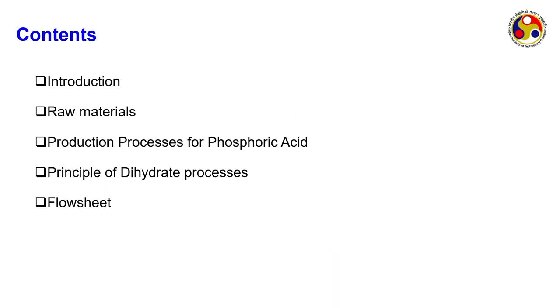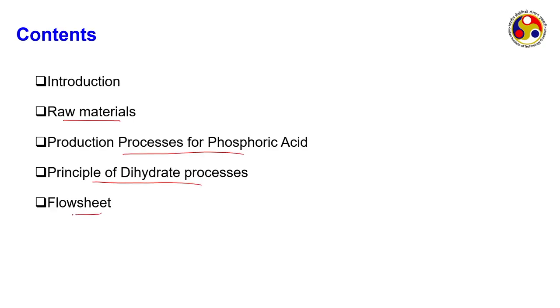Initially I will introduce the phosphorus element, and then we go to the phosphoric acid and see its process flow sheet. We discuss the raw materials from where phosphorus is mined. Then the production processes for phosphoric acid. We have several production processes, like the dihydrate process, hemihydrate process, and the recrystallization process. We will discuss all those processes briefly. This particular lecture will be focused primarily on the dihydrate process. We will discuss the principle of the dihydrate process, and finally we stop by discussing the flow sheet.